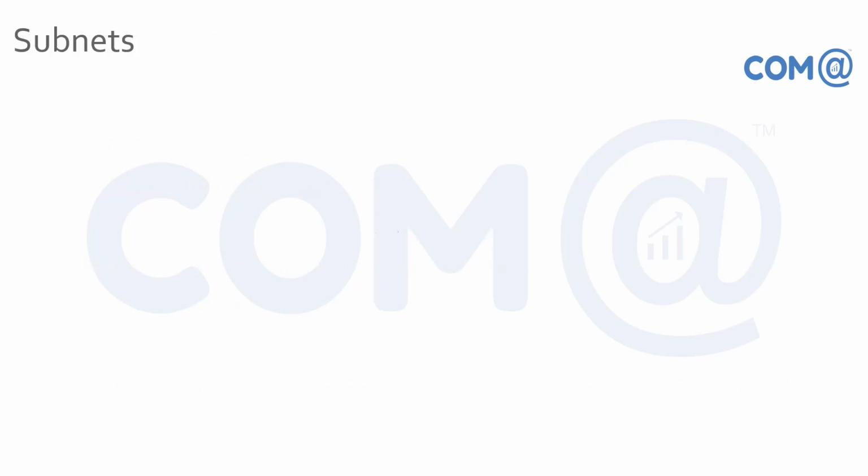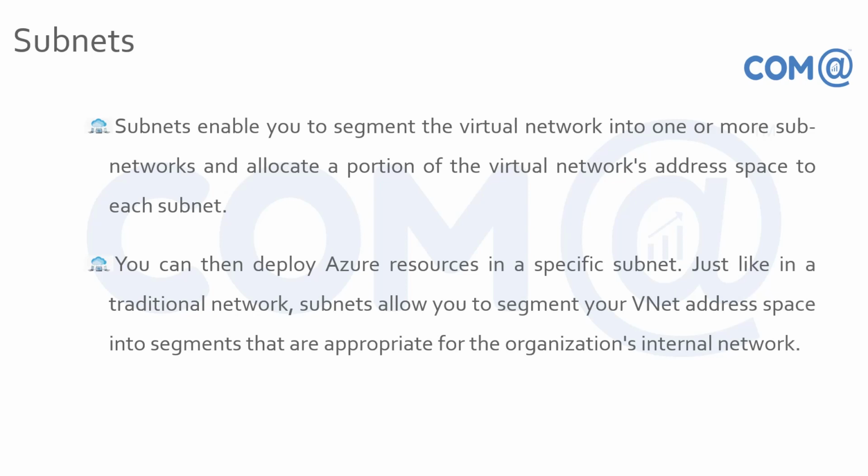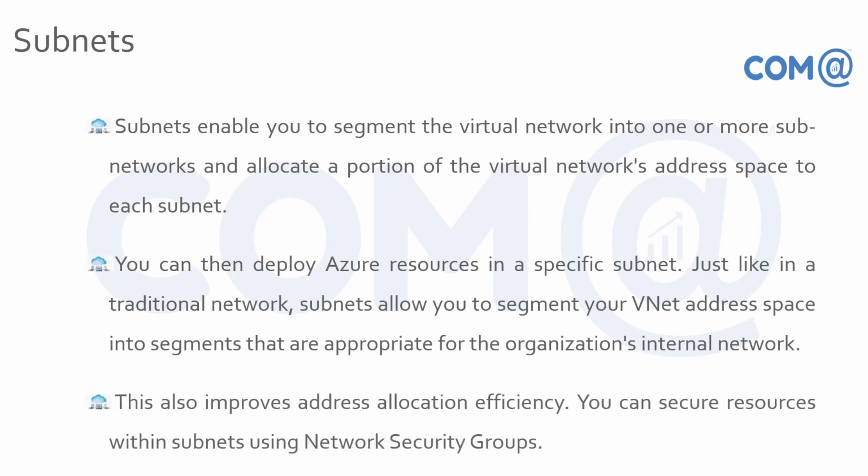Now understanding subnets. Subnets enable you to segment the virtual network into one or more subnetworks, that is, smaller networks, and allocate a portion of the virtual network's address space to each. So you can deploy Azure resources in a specific subnet just like in a traditional network. Subnets allow you to segment your VNet address space into segments that are appropriate for the organization's internal network. This also improves address allocation efficiency. You can secure resources within a subnet using network security groups.